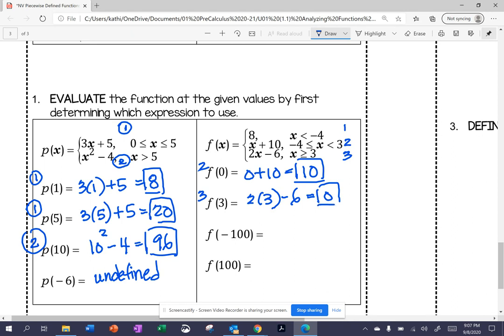F at negative 100 is going to be in my first interval. I don't really have an x value in that expression, since it's a constant, so I just put the number 8. And f at positive 100 is in my third interval. So I'm going to substitute: 2 times 100 minus 6 is 194.